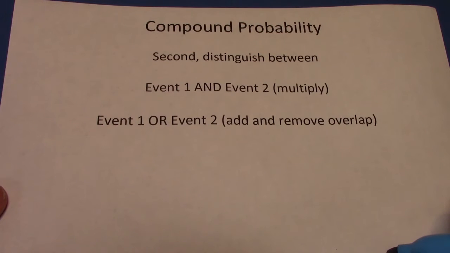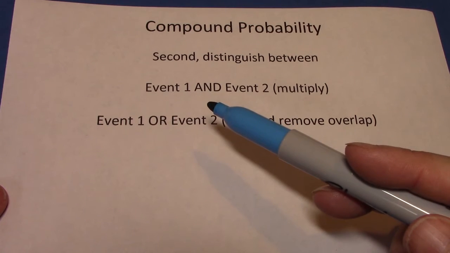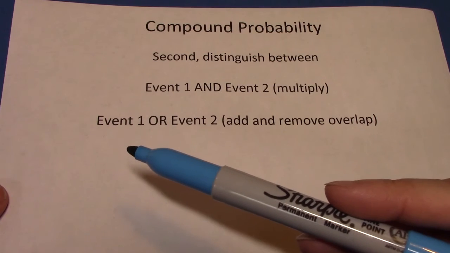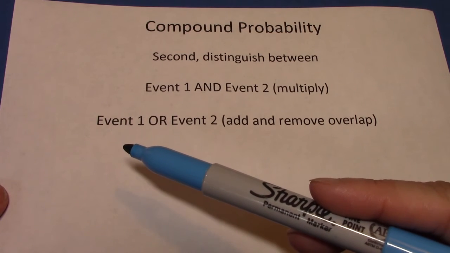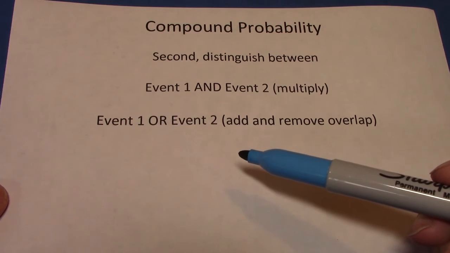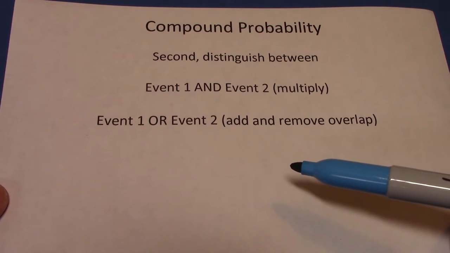The second way that compound probability is different than simple is we can distinguish between event 1 and event 2 happening, in which case we multiply together their probabilities, and we can also calculate the probability that event 1 or event 2 would happen, and in that case we add their probabilities, but we have to remove some overlap. Again, let's do some examples.